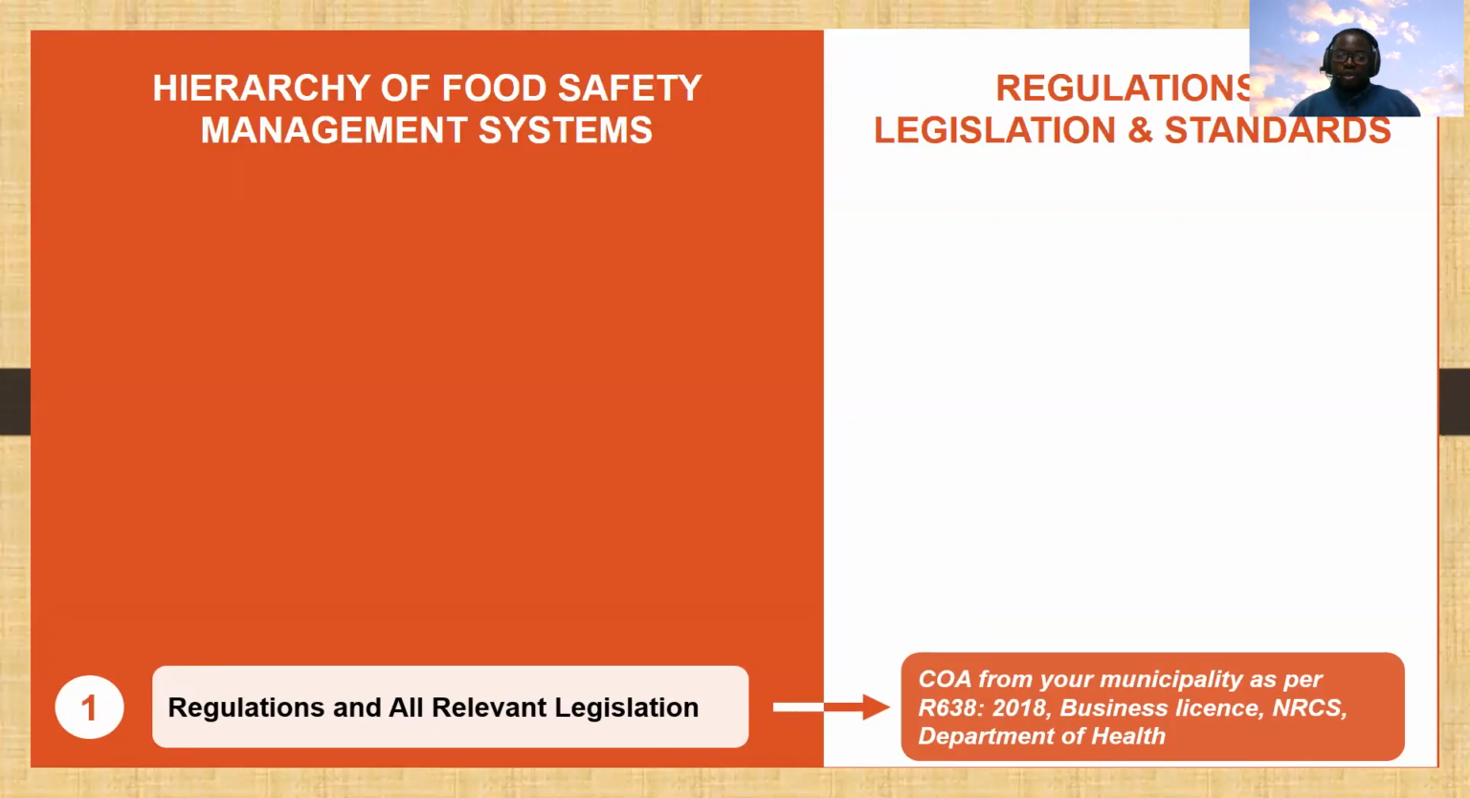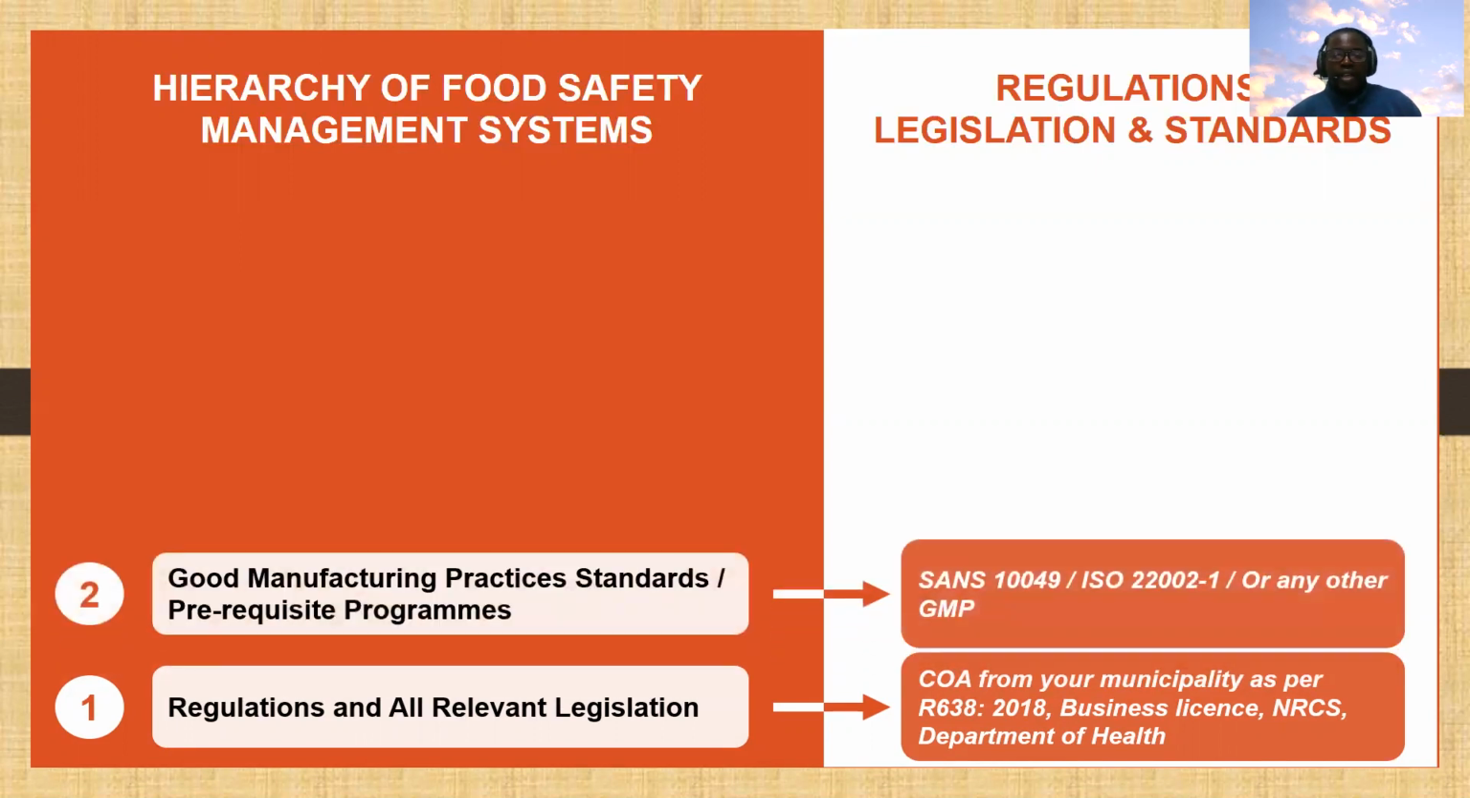Obviously, once you're issued, then legally you can trade. It is important to note that a certificate of acceptability is issued for each food premise. In other words, if you have two facilities that are not in the same area, each will have its own certificate of acceptability, and your name, including your ID, will be imprinted on that certificate. So once you've complied with that, then you can move to step number 2.